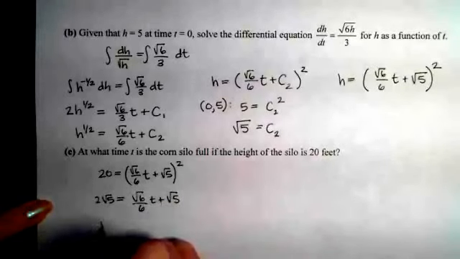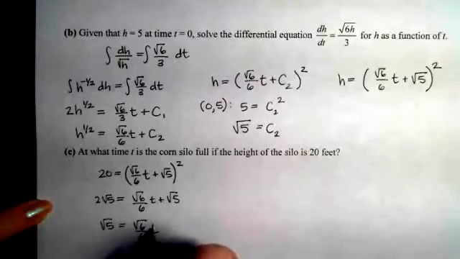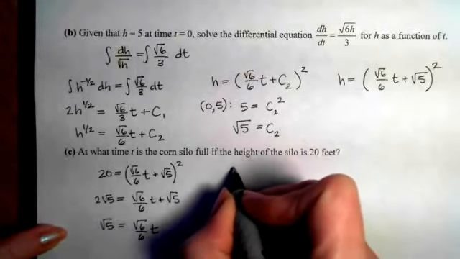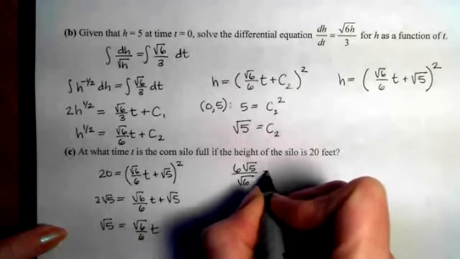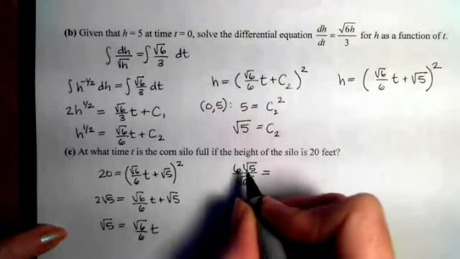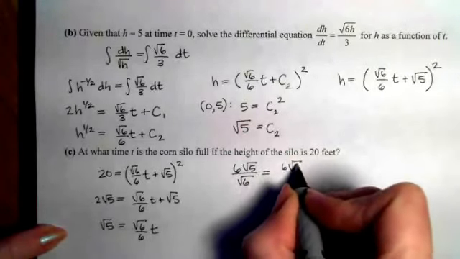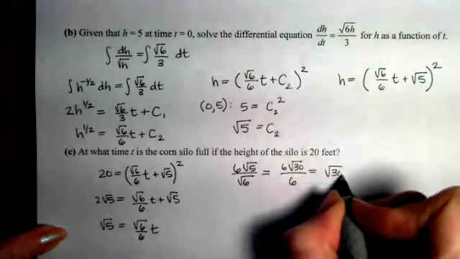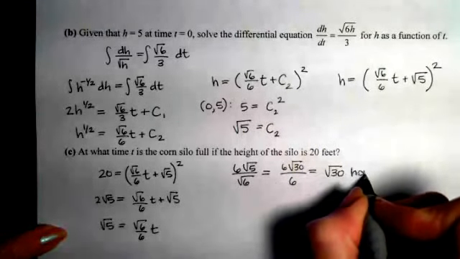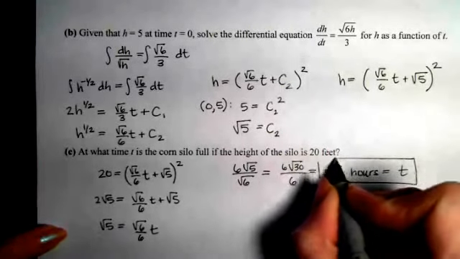So subtract the root 5, multiply by 6, and divide by root 6. This would be correct, or you could do a root 6 over a root 6 to rationalize that denominator, and you'll end up with the answer that I have, which is t equals root 30 hours.